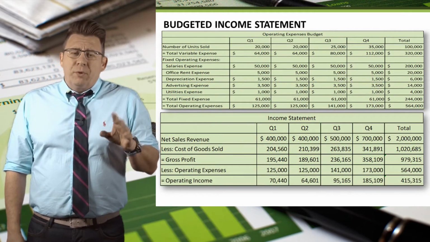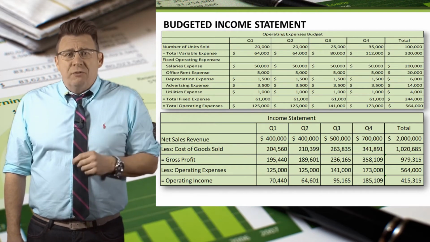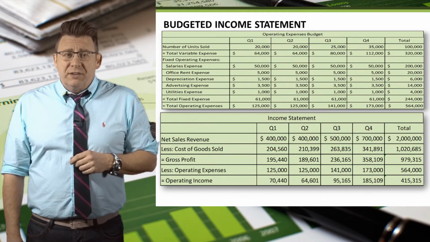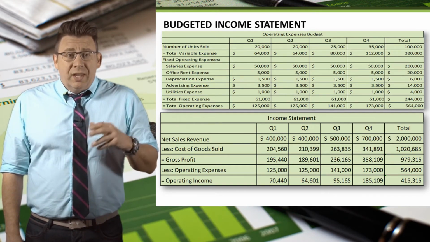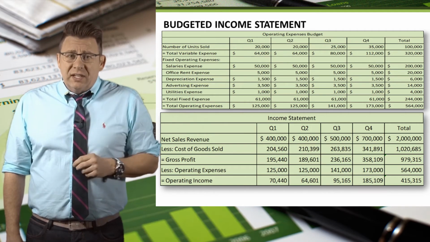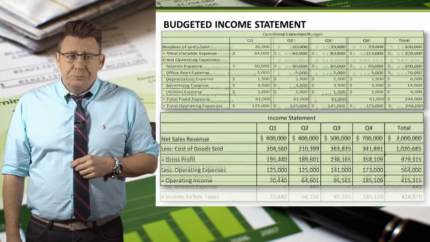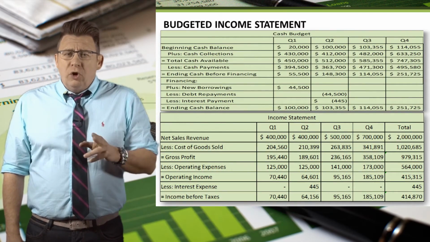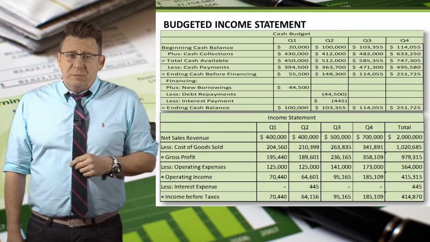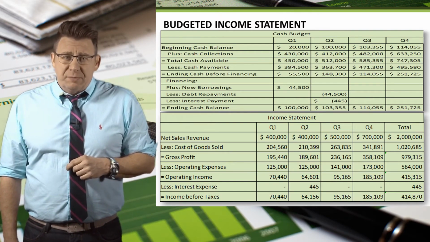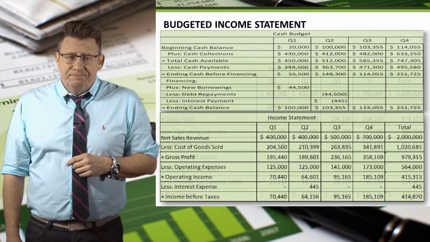Then we will pull operating expenses from the operating expenses budget and subtract the amount from the budgeted gross profit amount to arrive at budgeted operating income. In Excel, we would link the cells in the income statement to the related cells in the operating expenses budget. Finally, we will pull interest expense from the cash budget and subtract the amount of interest expense from budgeted operating income to arrive at budgeted income before taxes.